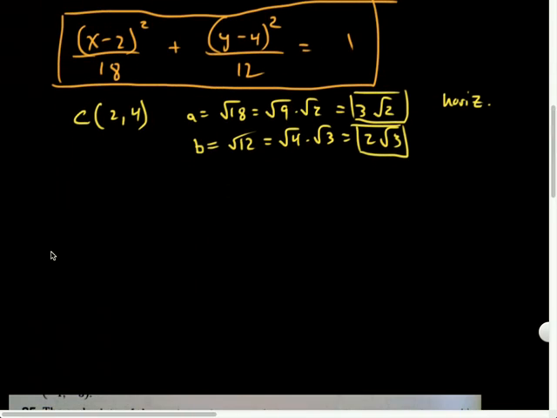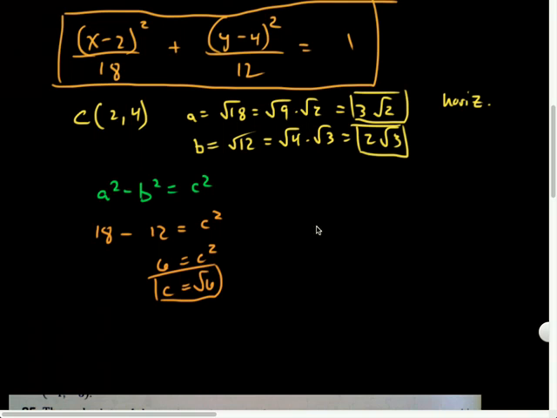So let's find out what c is equal to. We would do that, of course, using a squared minus b squared equals c squared, which unfortunately is another formula you have to memorize. So a squared is 18, b squared was 12, so 6 equals c squared. c is equal to the square root of 6. So there's c.